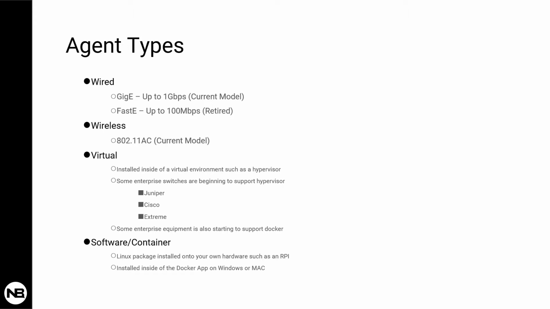The virtual agent can be installed within a virtual environment, anything such as a hypervisor. In some cases, such as Juniper, Cisco, and Extreme, some of their newer switches also support hypervisor. We've also seen support of Docker as well, and you can install in those instances. And lastly, the software/container. That's where you're going to install the Linux package on your own hardware, such as a Raspberry Pi, or as you saw in a previous video, inside the Docker application on a Windows 10 Pro or Enterprise laptop or desktop, or a Mac.